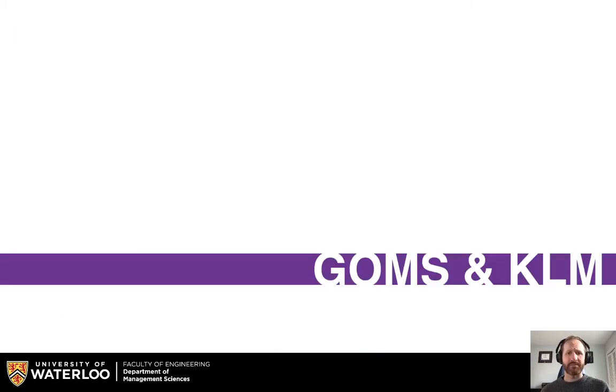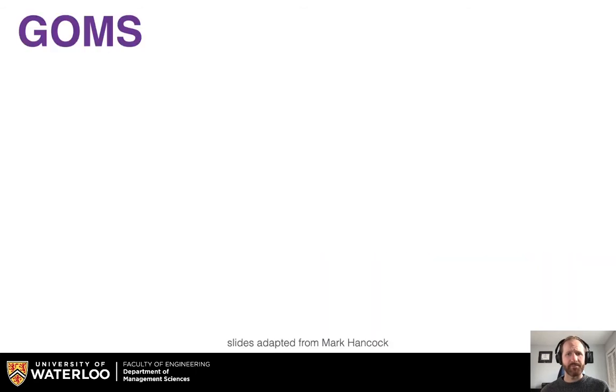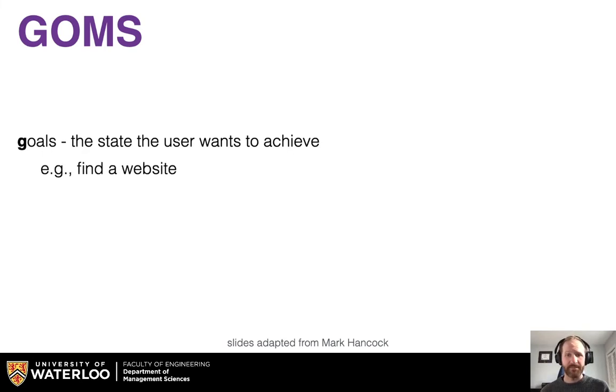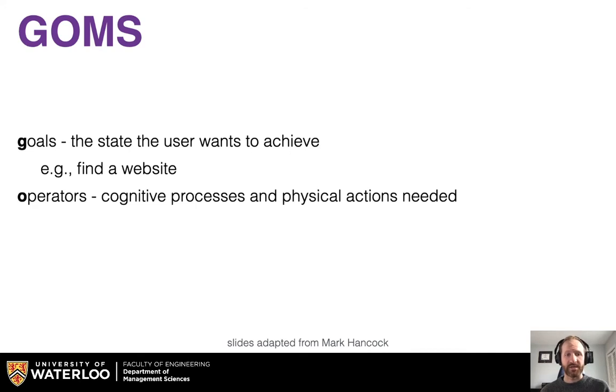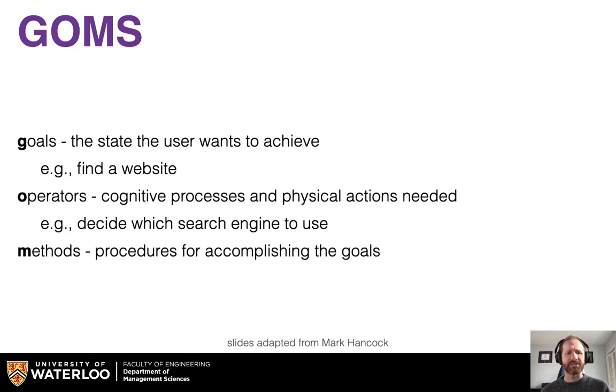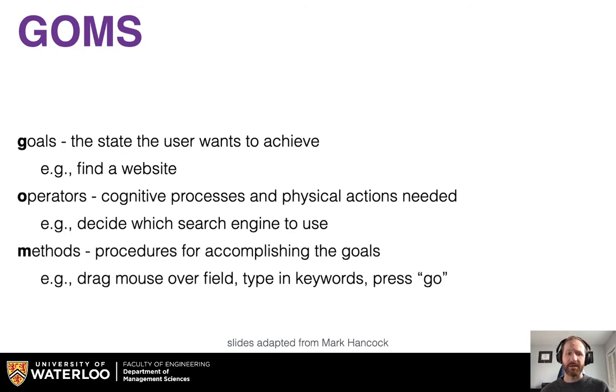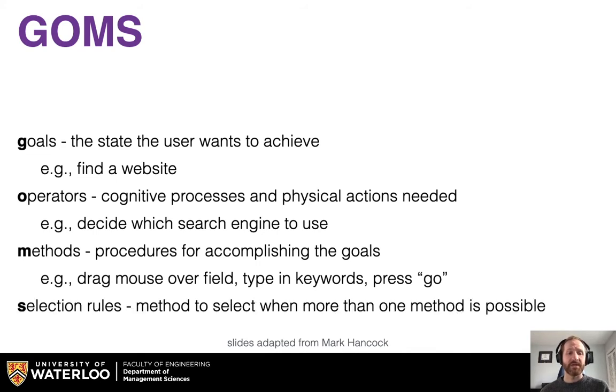Let's talk about two examples, GOMS and KLM. GOMS is, unsurprisingly, an acronym. It stands for the goals, the state that the user wants to achieve, for example, finding a website. Operators, the cognitive processes and physical actions needed, for example, deciding which search engine to use. Methods, procedures for accomplishing the goals, for example, dragging a mouse over the field, typing in keywords, pressing go. And selection rules, methods to select when more than one method is possible.